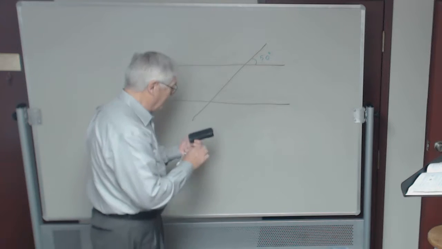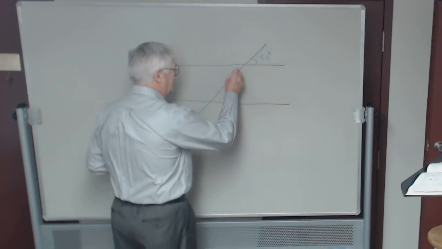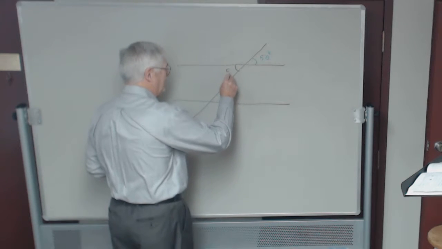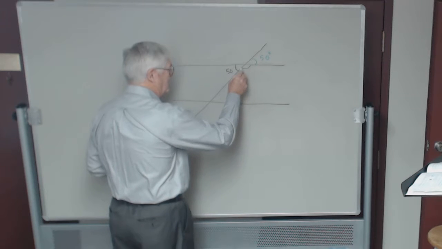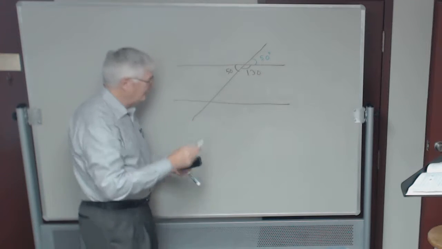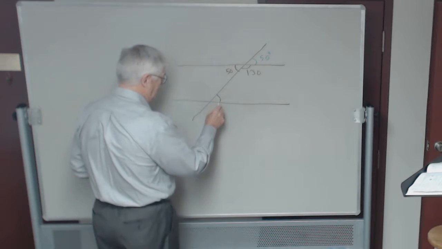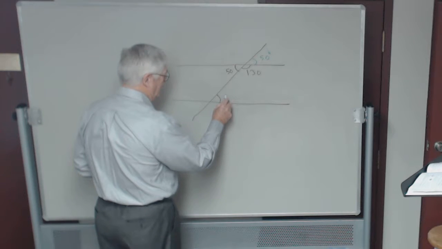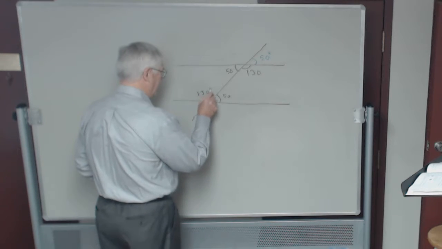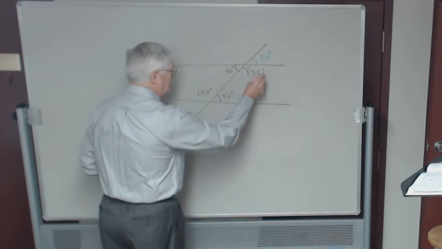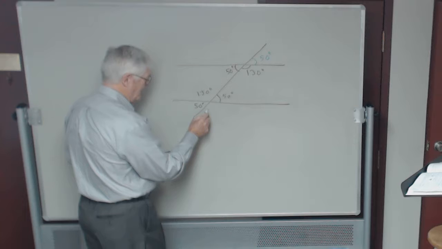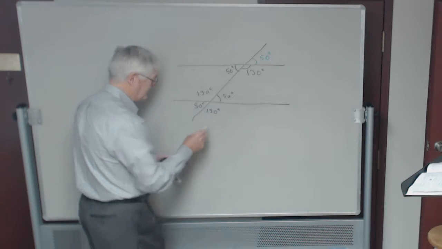Now, look at this picture. If this is 50, what do you think this one is? 50. What do you think this one is? 130. Everybody see why? So what do you think this one is? 50. And what's this one? 130. And what's this one? 50. And what's this one? Does that make sense to everybody?